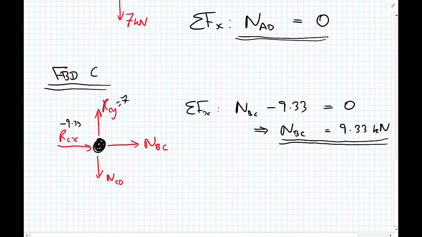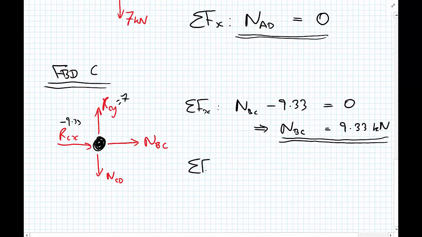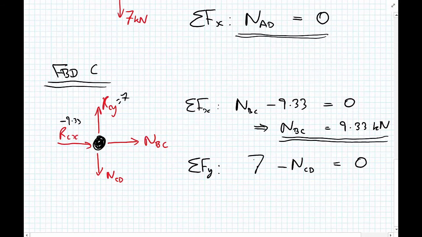And therefore, NBC is equal to 9.33 kilonewtons. Now we're going to examine the sum of the forces in the y direction. So we have RCY minus NCD is equal to zero. And we know that RCY was already equal to 7. And therefore, that gets us that NCD equals 7 kilonewtons.